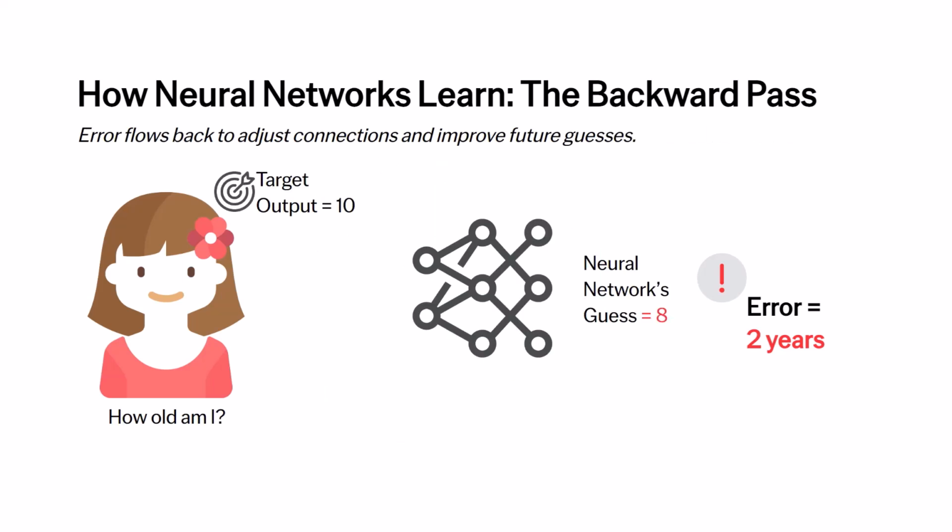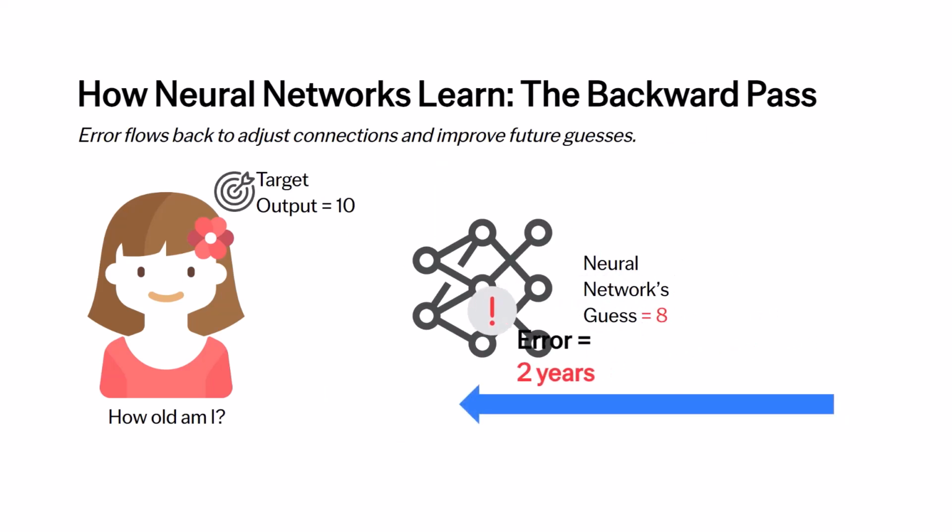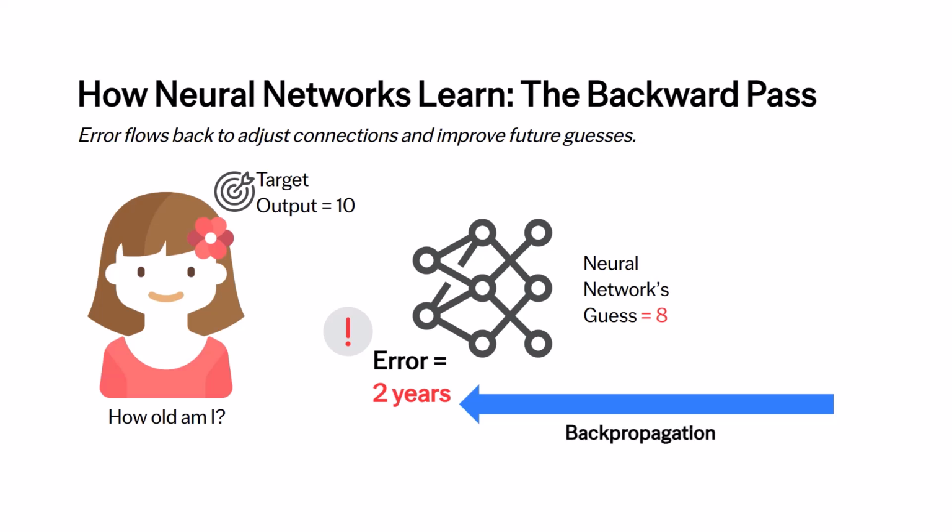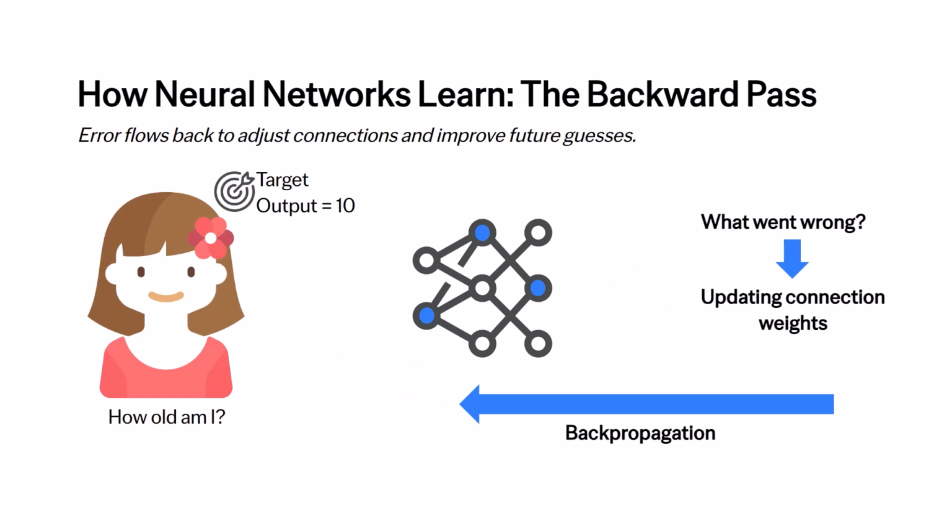Backward pass. The error is sent back through the network. And this is exactly where the term backpropagation comes from. The algorithm calculates how much each neuron contributed to that error, just like figuring out which part of the child's throw went wrong. This information is then used to adjust the weights, the strength of the connections between neurons in the network, to reduce that error.